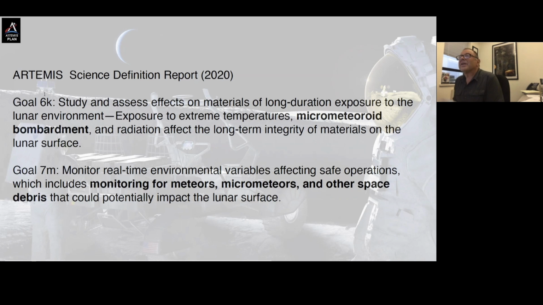Even today, of course, we carry these unknown problems forward, and this is the Artemis Science Definition Report, things that we need to learn. Goal 6K and Goal 6.7. This is what's the micrometeoroid bombardment and so forth. And we need to monitor meteorites, micrometeorites, and so forth to successfully maintain human habitats and work for long periods of time safely on the lunar surface. The next slide.